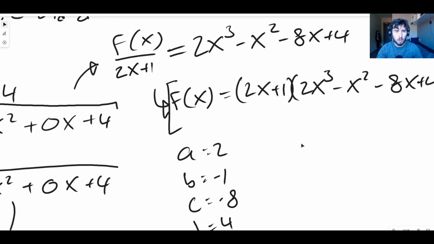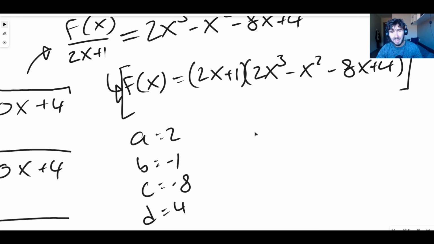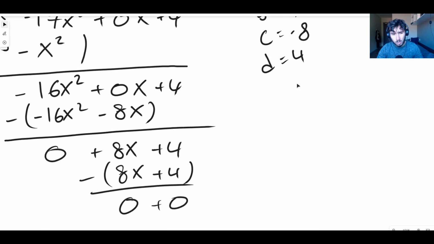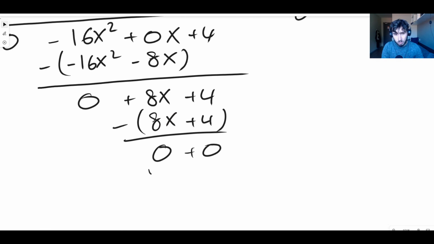But in the next video we're going to look at remainders and see what happens when you don't get zeros at the bottom, because sometimes you do not get zeros at the bottom right here. So we'll check that out in the next video.